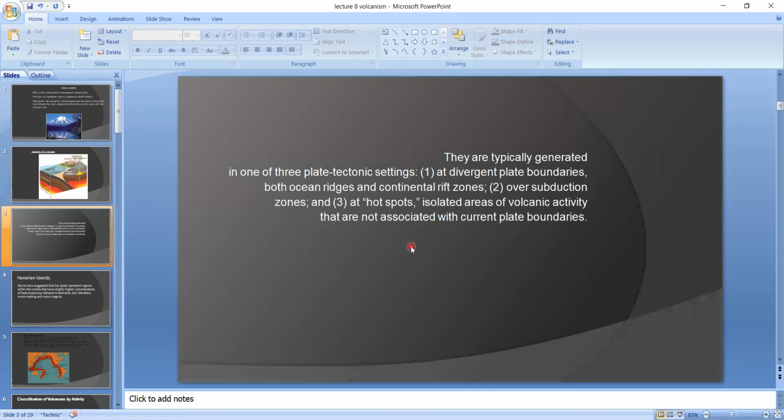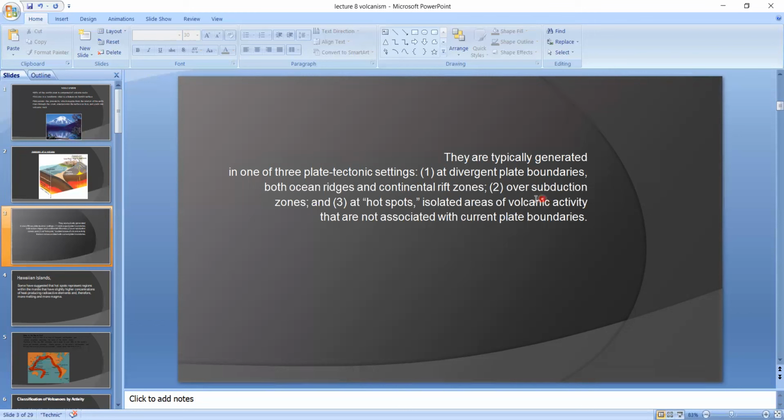So where can volcanoes be found, or how do volcanoes form? There are three different settings where volcanoes can be formed. One is a divergent plate boundary. When two plates move apart, obviously some lava will come out, and that is a volcano.